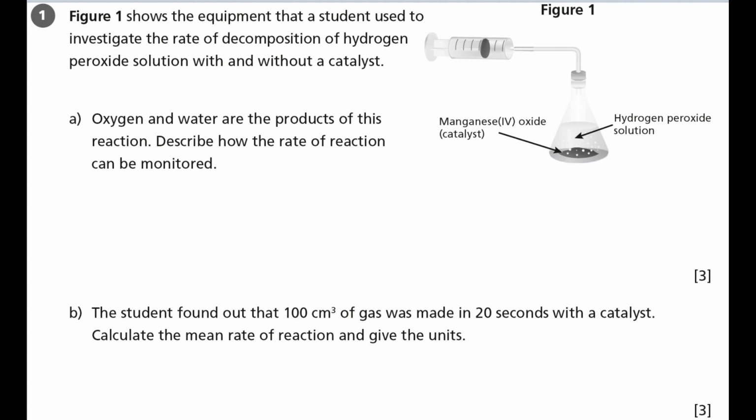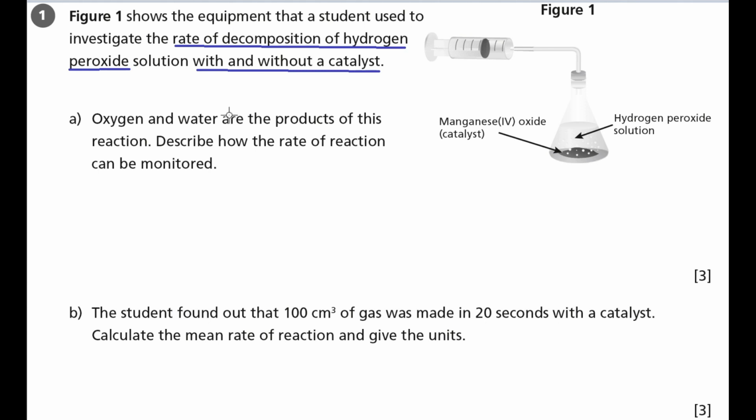So what key information has the examiner given us? They've given us the diagram. That is very important. And we're investigating the rate, the speed of the decomposition of hydrogen peroxide. And we're looking at it with and without a catalyst. Part A. Oxygen and water are the products of this reaction. Describe how the rate of reaction could be monitored.